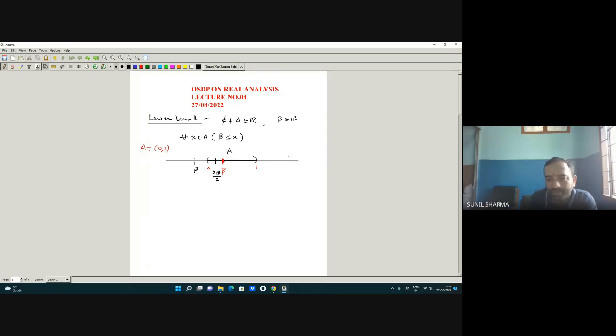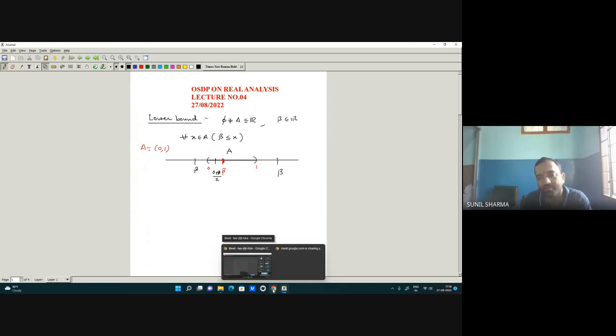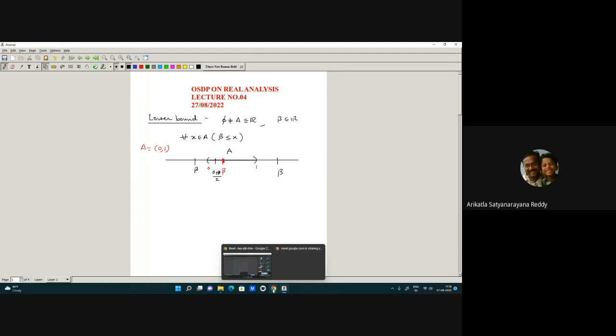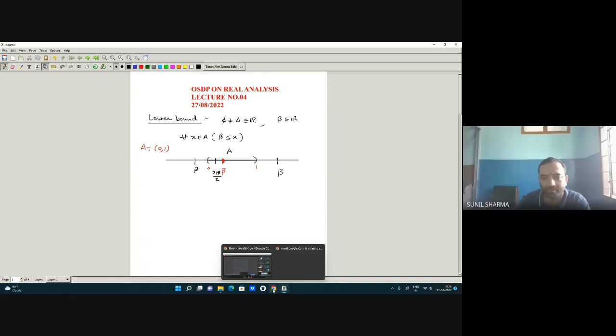So if beta lies here, can you give me one member which is less than beta? Just click on raise hand. Yeah, Rohit. Sir, 0 plus 1 by 2. So we take the arithmetic mean of 0 and 1, that is 1 by 2. So 1 by 2 is less than beta, which means beta is not a lower bound.